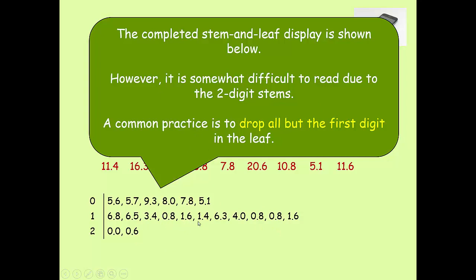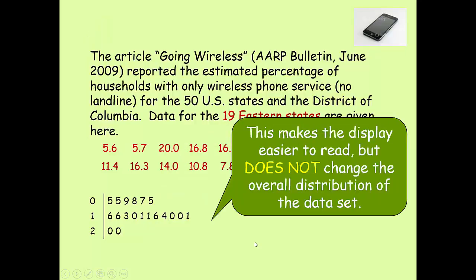The only problem with this, because of all these decimal points, is that it's a little difficult to read. So once you have these listed, you could drop everything but the first digit, and it makes it a little easier to read. It does not change the overall distribution of the data set.